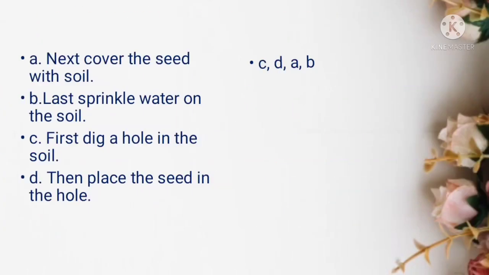Okay, let's see next, a very easy one. So when you have jumbled sentences with the time sequence, next, last, first, then, how do you have to rearrange? So first, always first will come first. So first, then, next, last. So this is the correct sequence. Okay, first dig a hole in the soil, then place the seed in the hole, then next cover the seed with the soil. Okay, last, finally sprinkle water on the soil. So this is the logical connection.